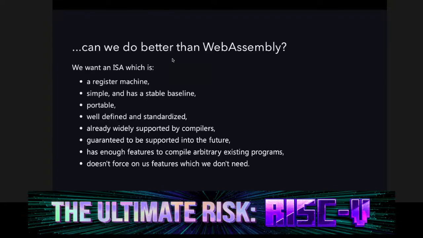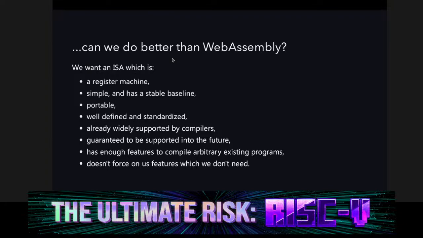So can we do better than that? Ideally, we would like an instruction set which is like a register machine, so it's easy to run on real hardware. It's simple and has a stable baseline and doesn't change underneath us by itself. It's portable. It's well defined and standardized. It's already widely supported by compilers. We do not want to maintain our own toolchain. That's something we absolutely don't want to do. It's guaranteed to be supported into the future.